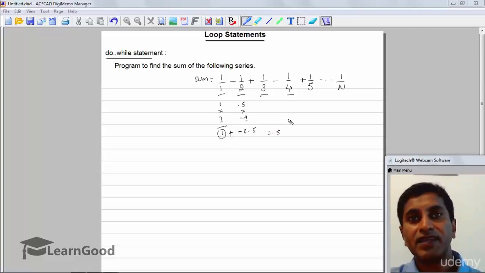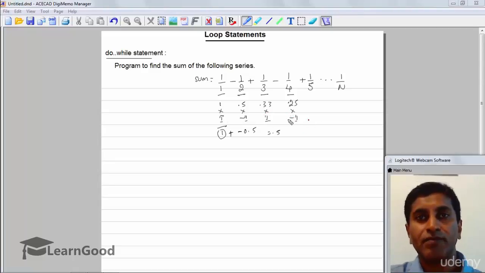That means in the third term again we have to multiply 1 divided by 3, which is 0.33, by plus 1, whereas 1 divided by 4 is nothing but 0.25, this we will multiply by minus 1. That means first we have to multiply by plus 1, second by minus 1, plus 1, minus 1. So we have to generate a number as plus 1, minus 1 like that. We'll do that using a sign variable.